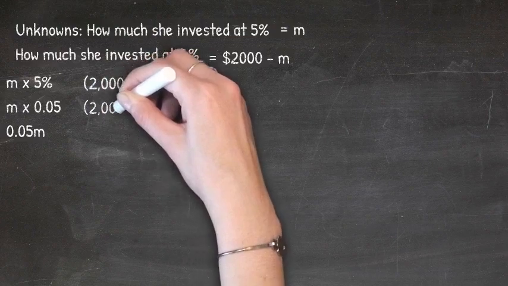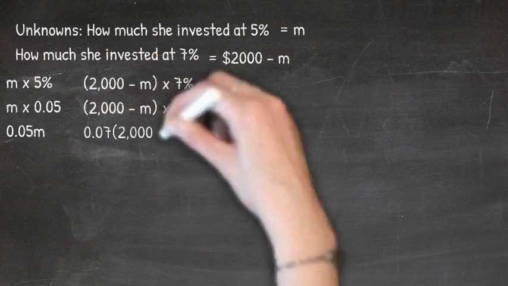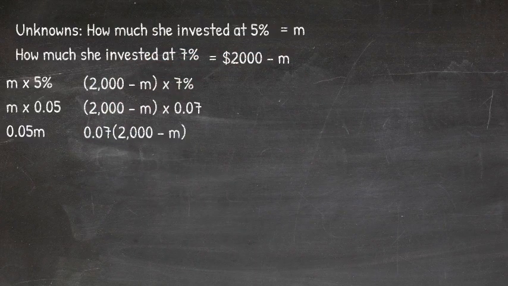$2,000 minus M multiplied by 7%, or 2,000 minus M multiplied by 0.07, or written as 0.07 bracket 2,000 minus M. All of these forms are equivalent. However, that last form, 0.07, which is our constant or known number, multiplied by our variable, which in this case does have numbers in it, and that's okay, 2,000 minus M, is the most proper notation.